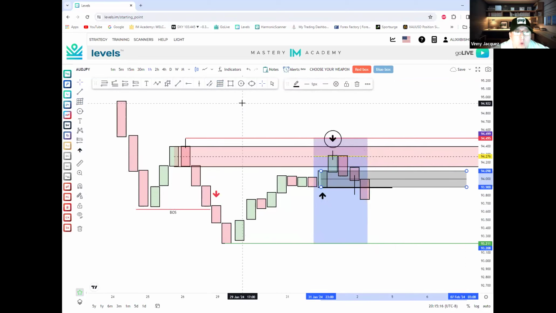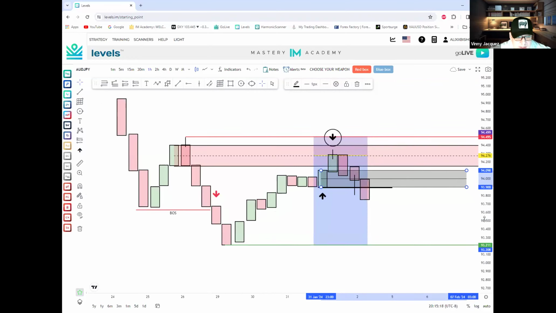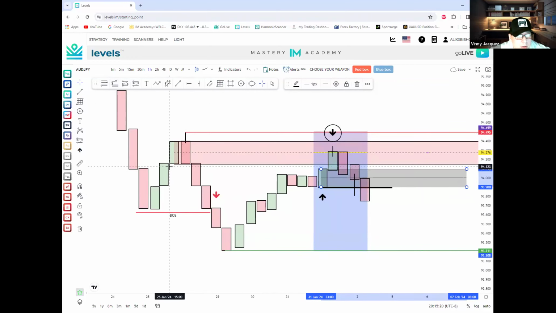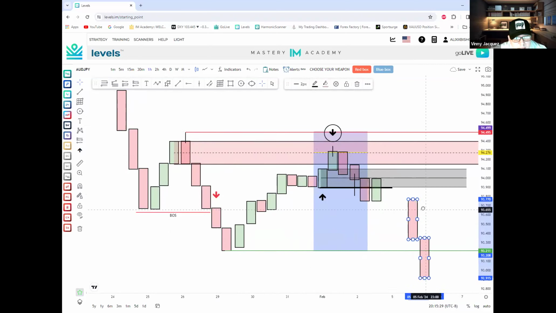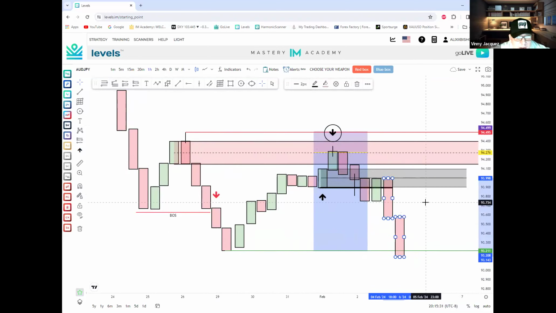Now, once we get a break and close below this value box, guys, boom. All we're waiting for is a break and retest. So as market comes back up to our zone, touches my entry, we're looking to get back in and take the setup from there.